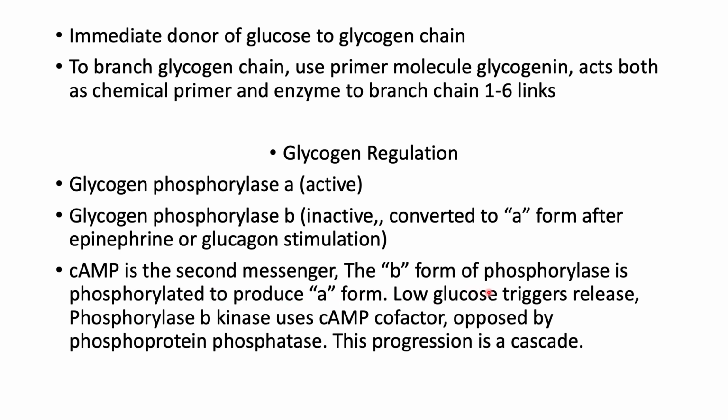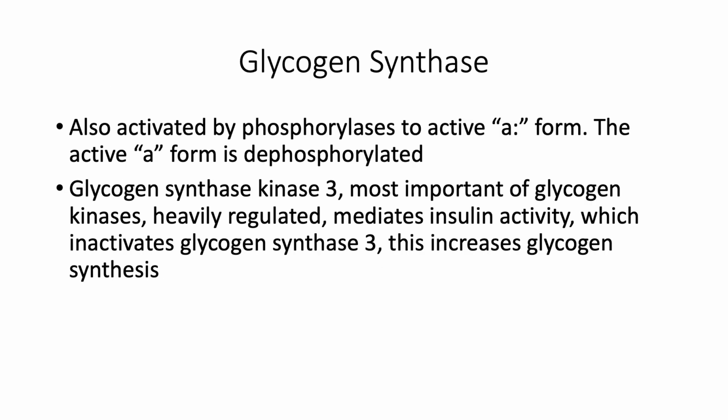Low glucose triggers the release. Phosphorylase B kinase uses cyclic AMP cofactor, and this is opposed by a phosphoprotein phosphatase. This progression is a cascade. For glycogen synthase, we talk about the phosphorylated form and the active A form, and the active A form is dephosphorylated. Glycogen synthase kinase 3 is the most important of the glycogen kinases.